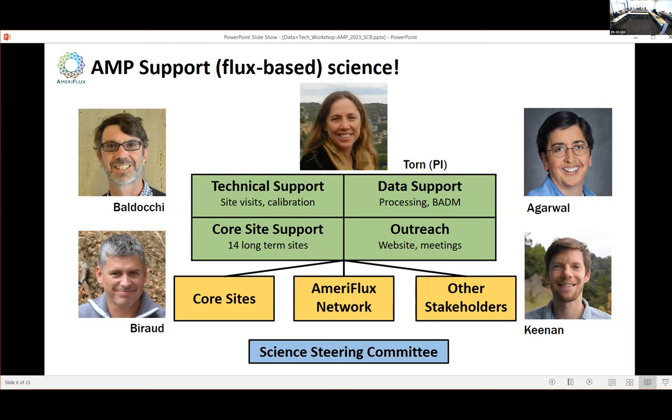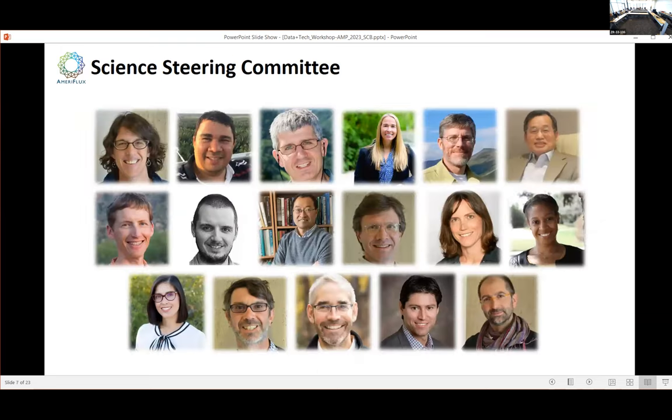And then we have other stakeholders, and then there's the science steering committee, which currently has 70 people. These are PIs from various sites across the network, and they help us with things like what variables should we add, what are the standards, how do we quantify some of these measurements, how should the network grow in terms of directions, theories, things like that.